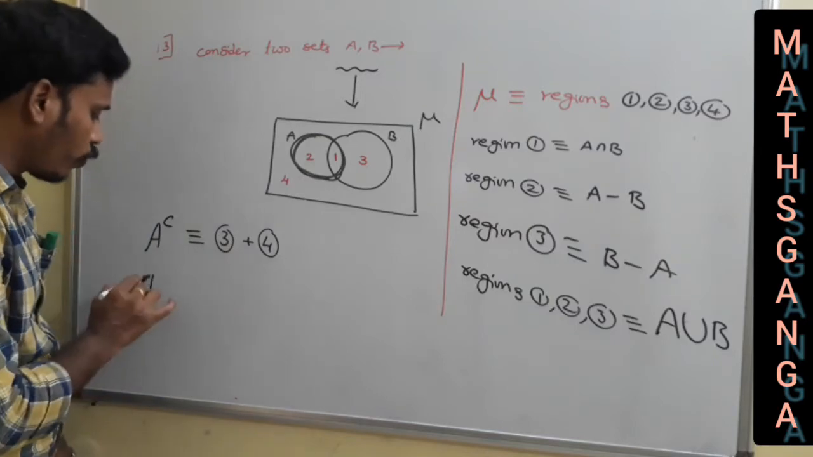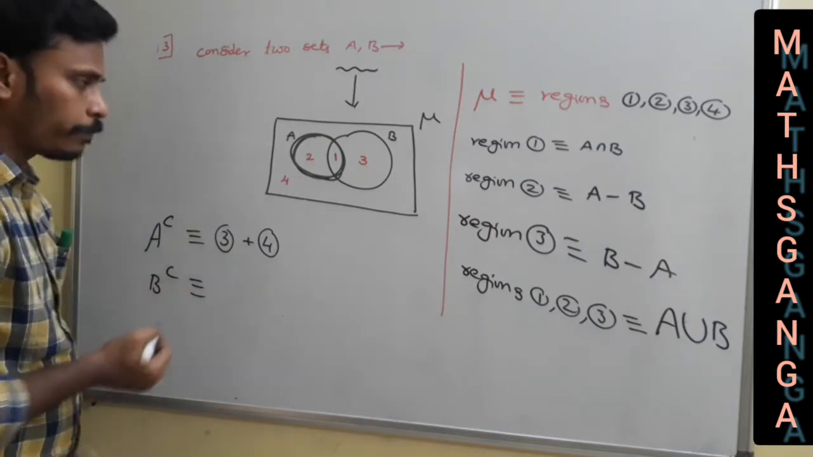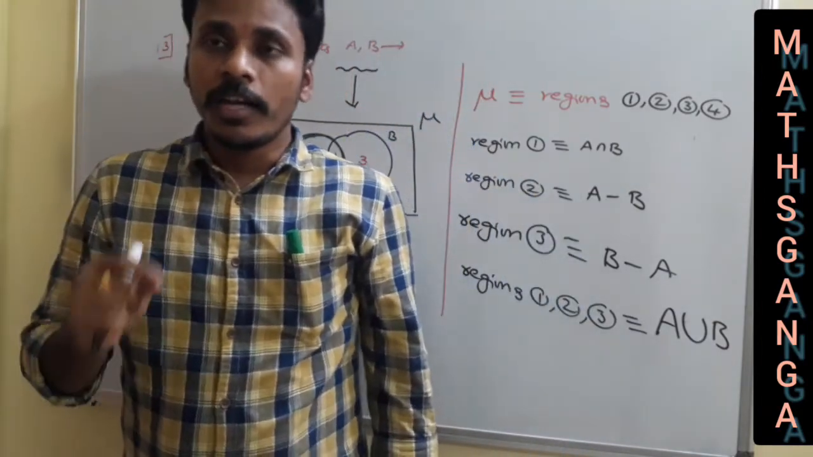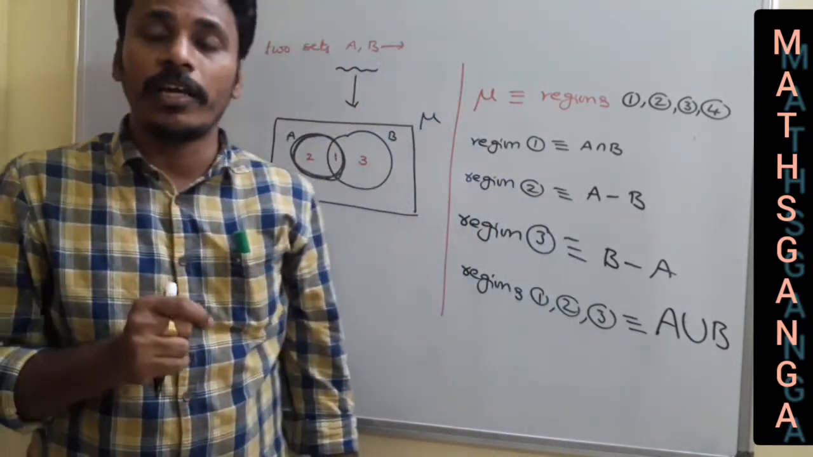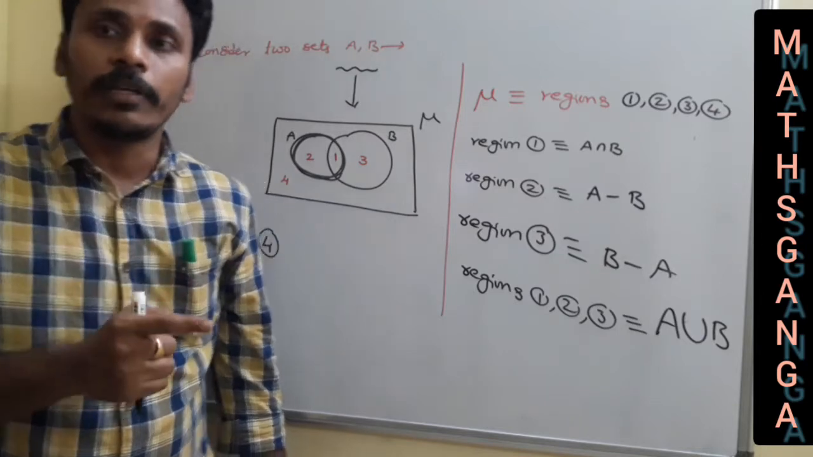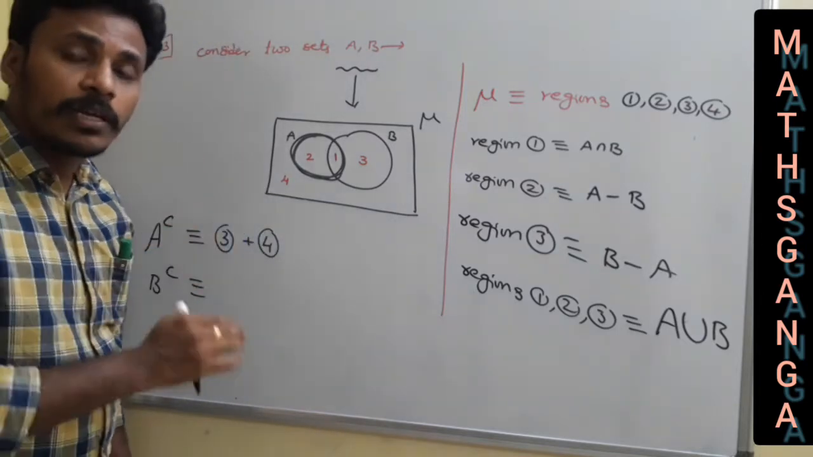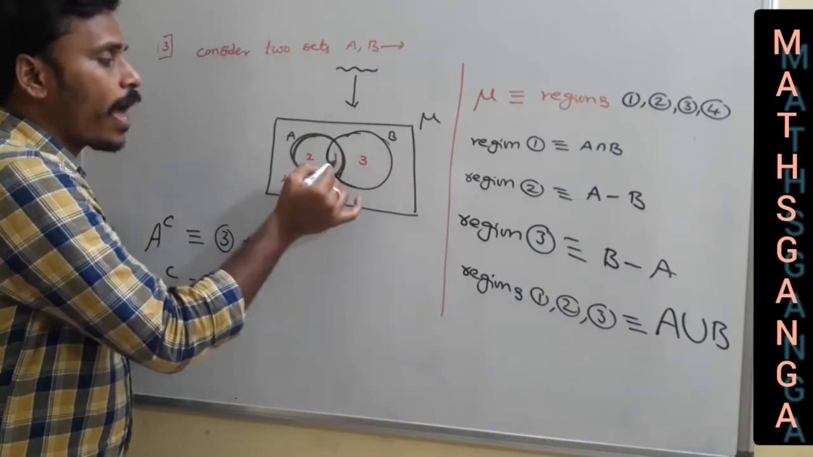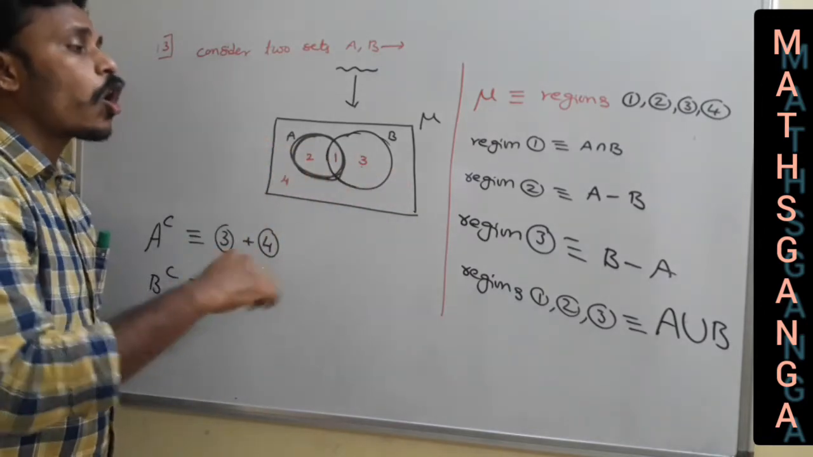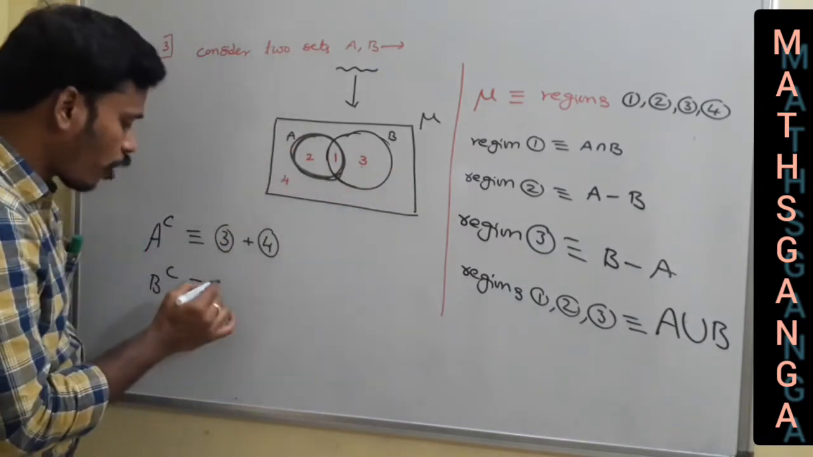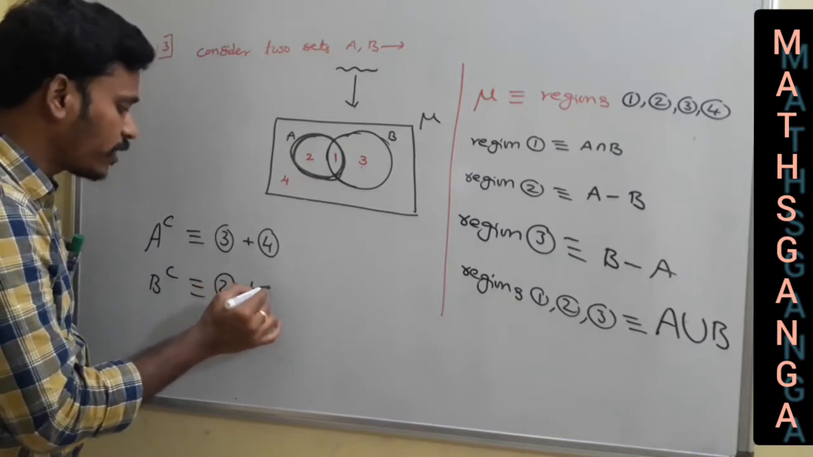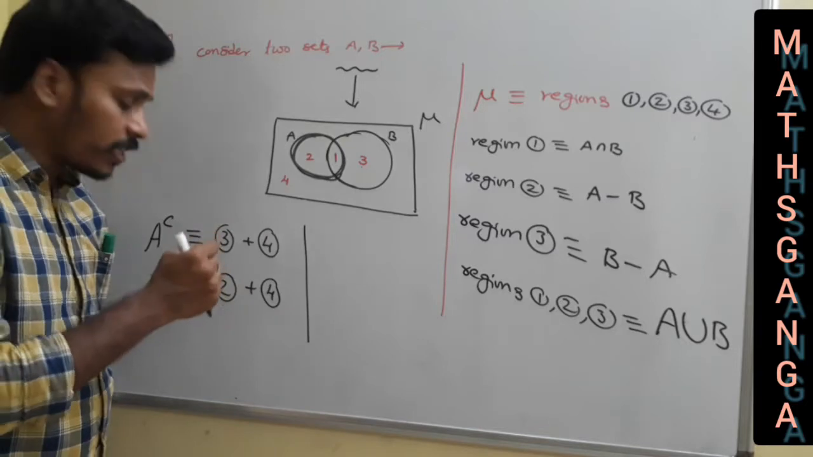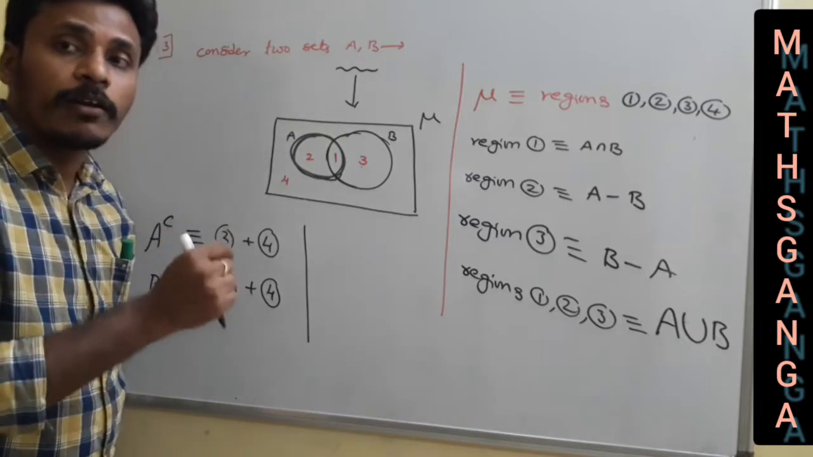In the same way, B complement means not in B. So I need to search for the region which is not in B. You first identify B and then go outside of B. B is this region where 1 and 3 are involved, so outside of B means 2 and 4 are involved. So B complement is represented by the regions 2 and 4.